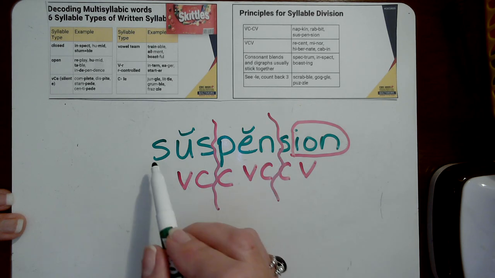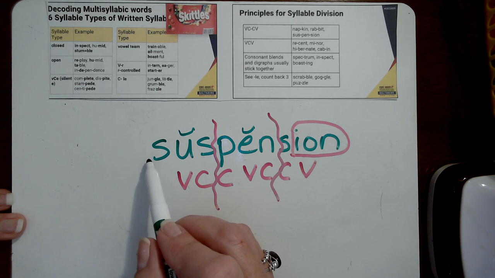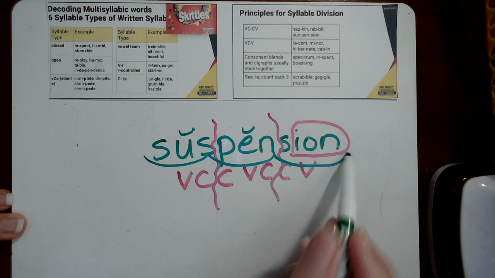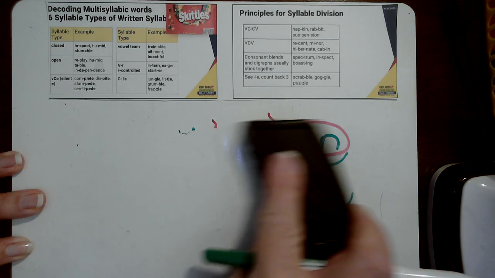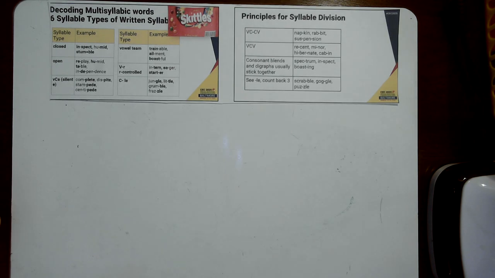So using that knowledge, I can decode this word in small sections: suspension, suspension. And an 8th or a 9th grader might say, oh, I've heard part of that word, suspend. I know that means to like hang something from the air. So suspension likely has something to do with hanging something over or from something. So let's do another example.